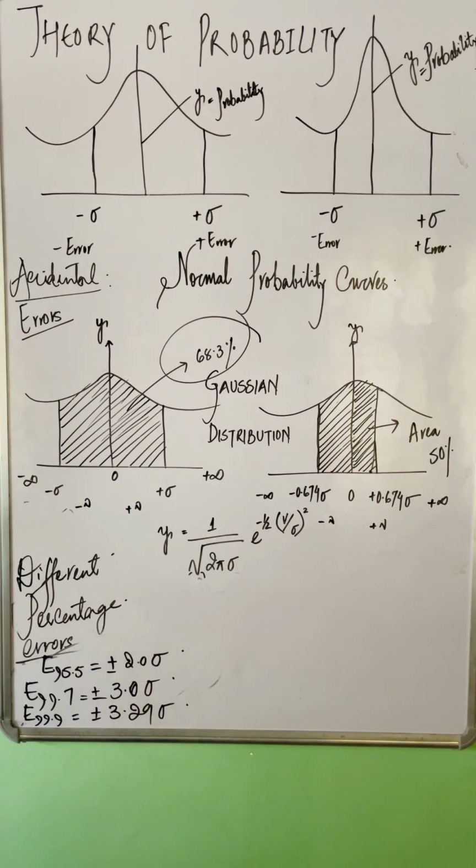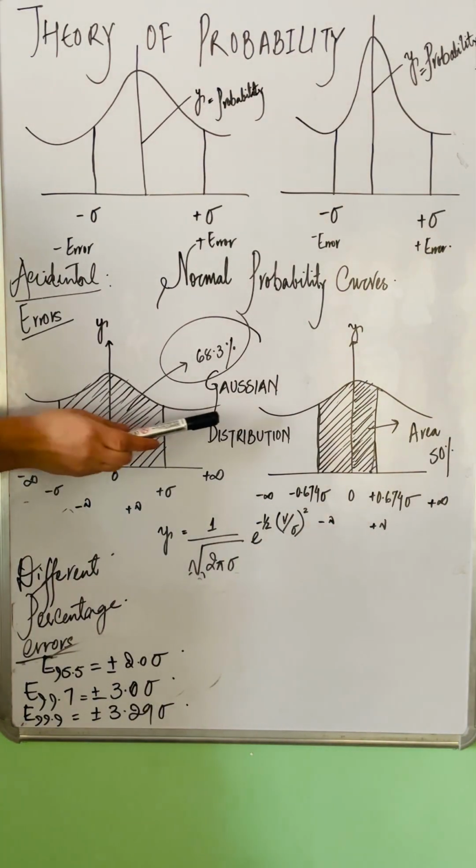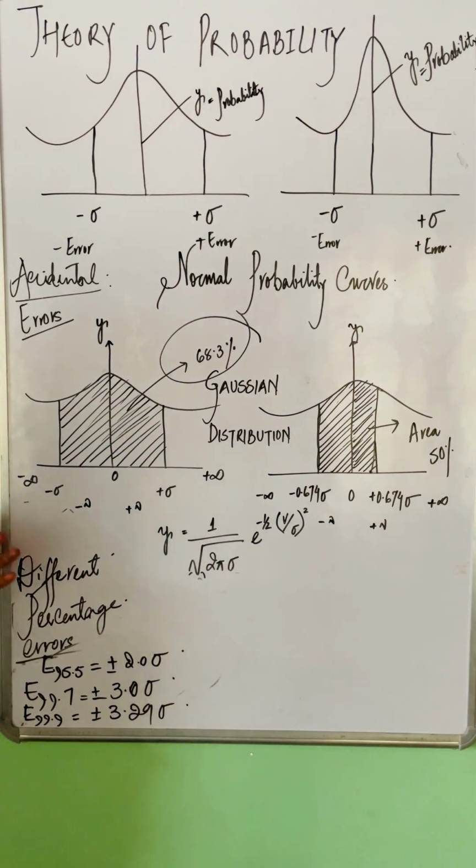All right, students. So this was about the theory of probability, the distribution curves, the normal probability curves, the Gaussian distribution, several indices of precision. With this, we complete today's video lecture. I hope it was informative, and thank you for watching.